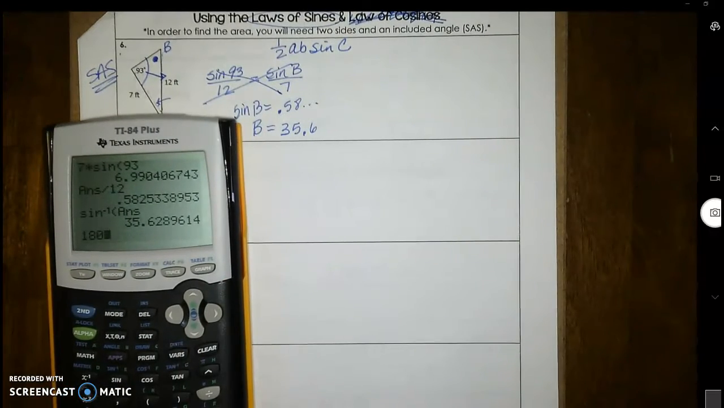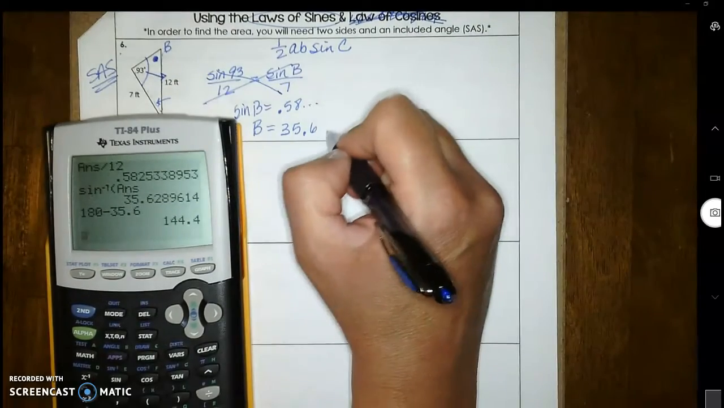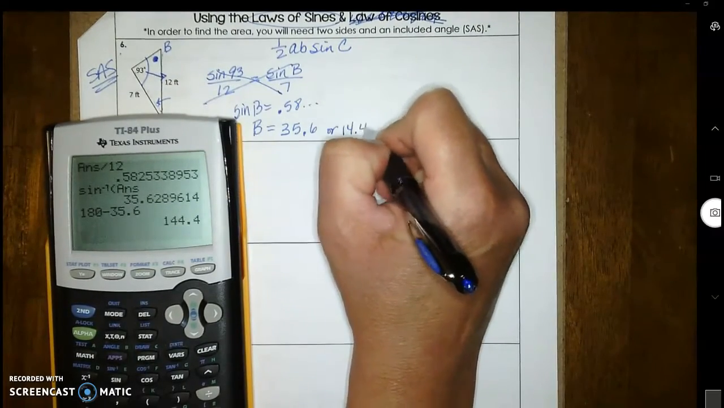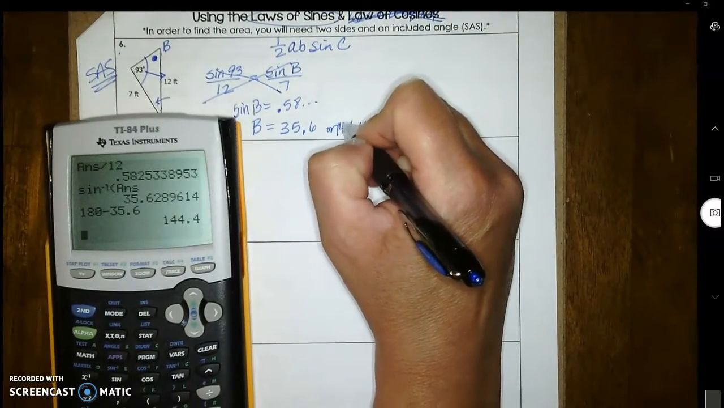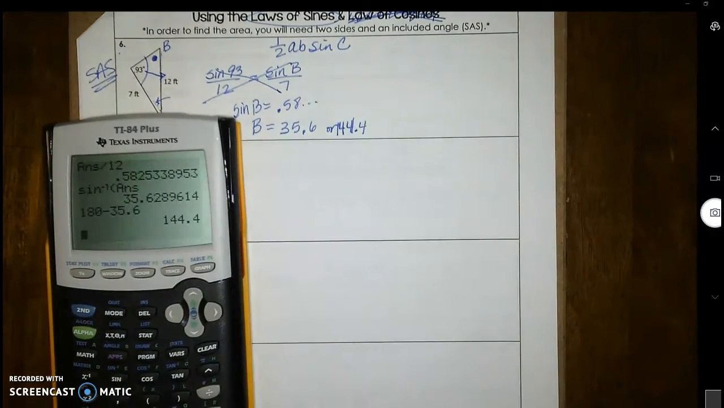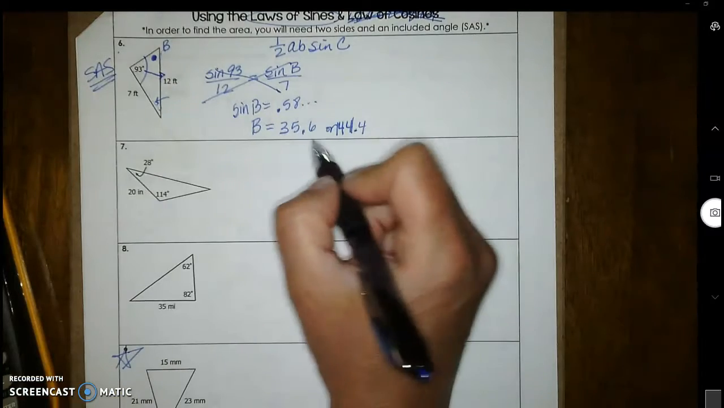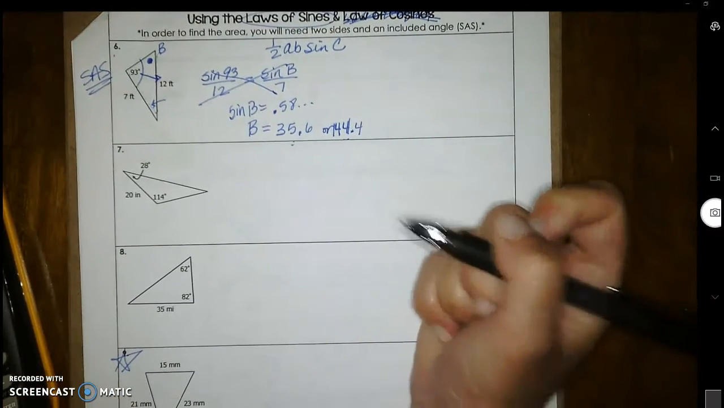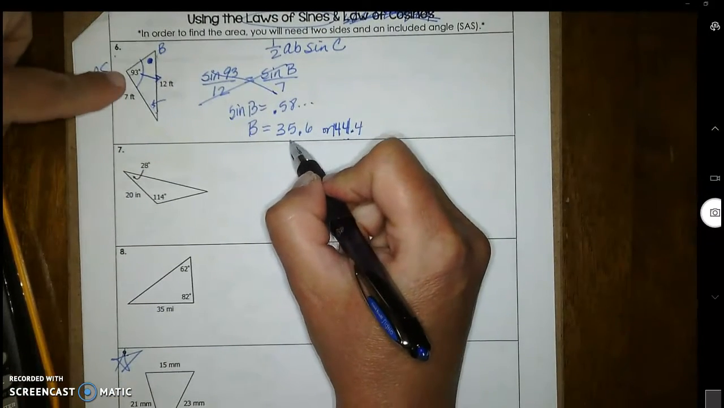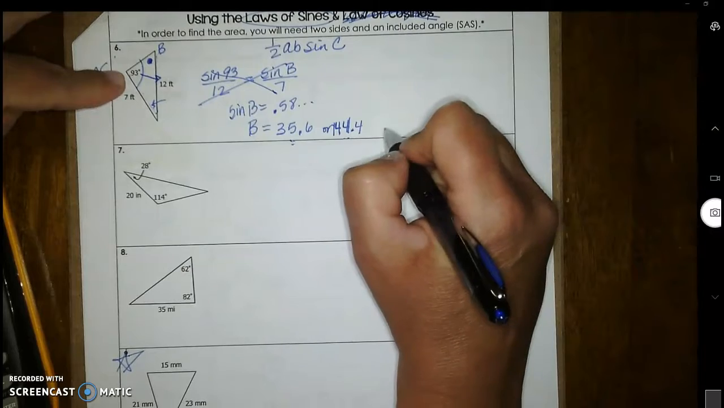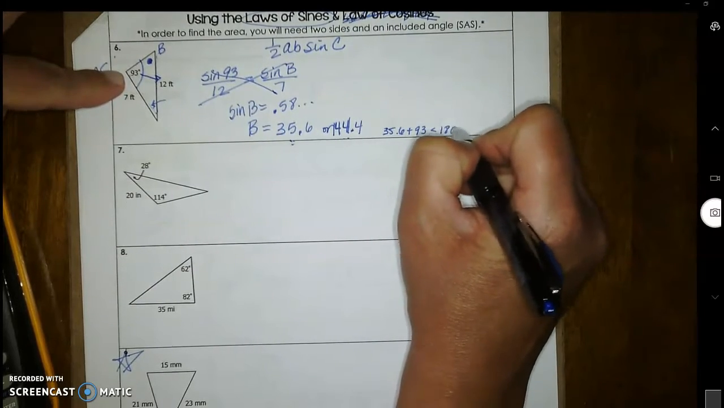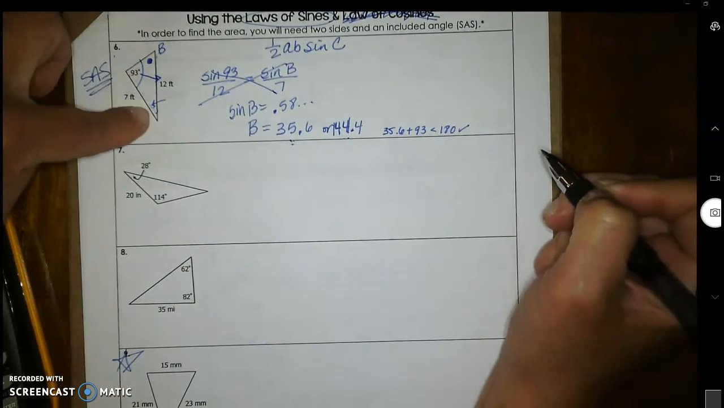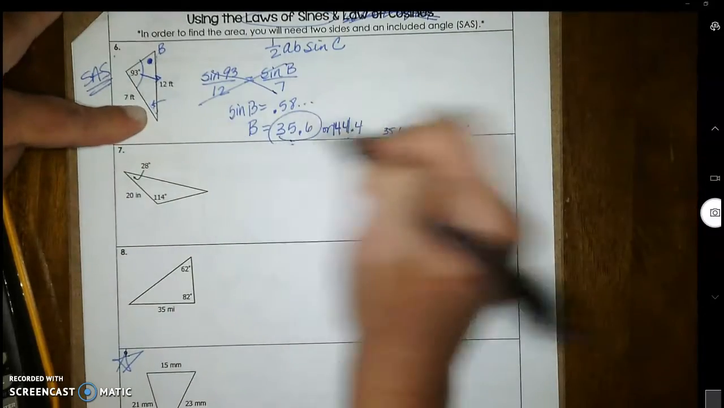Right? So we got to do that. 180 minus 35.6 is going to give us 144.4. Whoops, I left a 4 out of there. Let's go squeeze that in there. 144.4. So I need to figure out which one of these is going to work, right? So if I did 35 plus 93, I'm going to get something less than 180. I have room for angle C, okay? So this one's going to work.